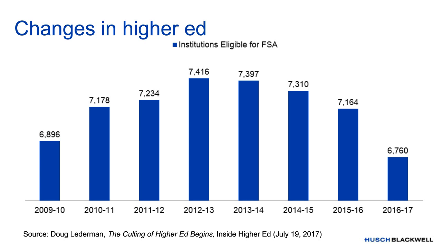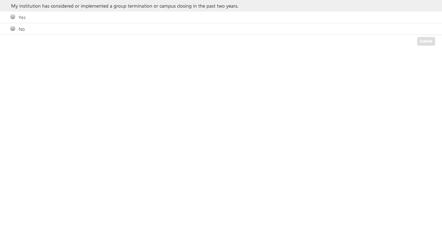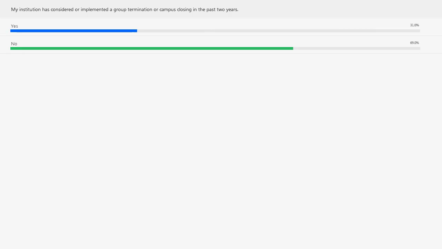So to get us started today, a poll question for everyone. My institution has considered or implemented a group termination or campus closing in the past 2 years. So in the past 2 years, has your school thought about needing to do layoffs? Has it thought about closing a campus or consolidating a campus and considered all of the ripple effects that go with that? These numbers are still coming in, but it's about as expected. A fair number of you have considered these approaches to dealing with financial and other realities in recent years.